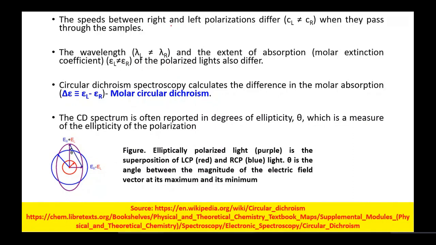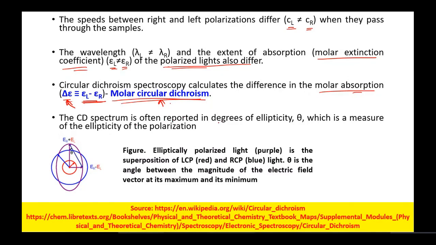So the speeds of the right and the left polarization differ. cL is not equal to cR when they pass through the sample. The wavelength lambda L is not equal to lambda R, and the extent of absorption, the molar extinction coefficient, epsilon L is not equal to epsilon R of the polarized lights. Circular dichroism spectroscopy calculates the difference in the molar absorption. Delta epsilon is equal to epsilon L minus epsilon R, and it is also called molar circular dichroism.